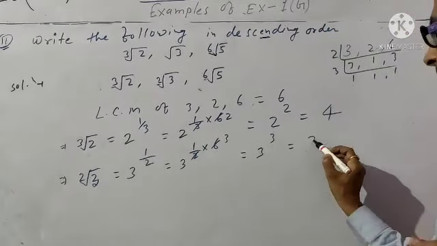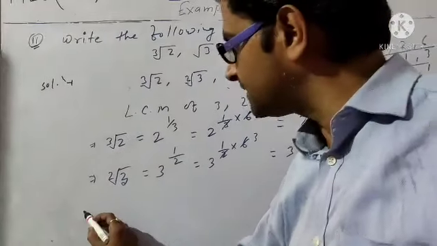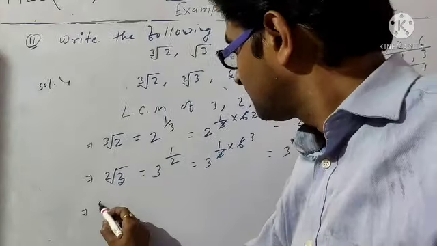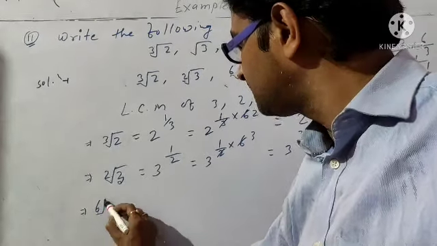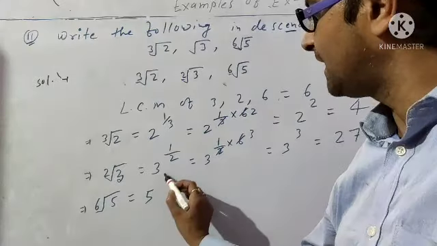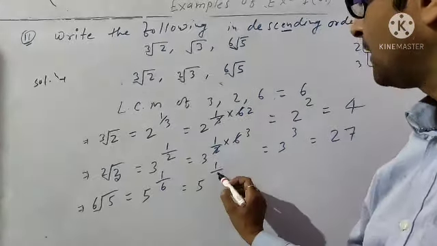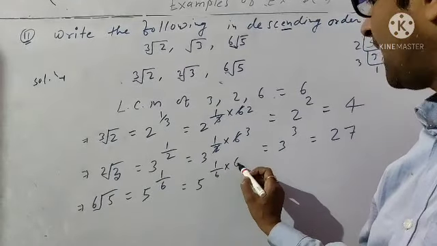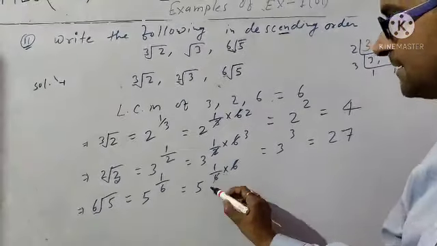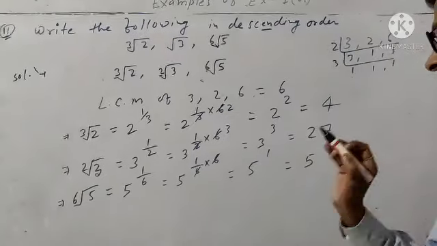This value is equivalent to 27. And the last value is 6th root of 5. So 6th root of 5 can be written as 5 to the power 1 by 6. Again 5 to the power 1 by 6, and multiply the LCM value. 6 and 6 are cancelled. So 5 to the power 1 is equal to 5.